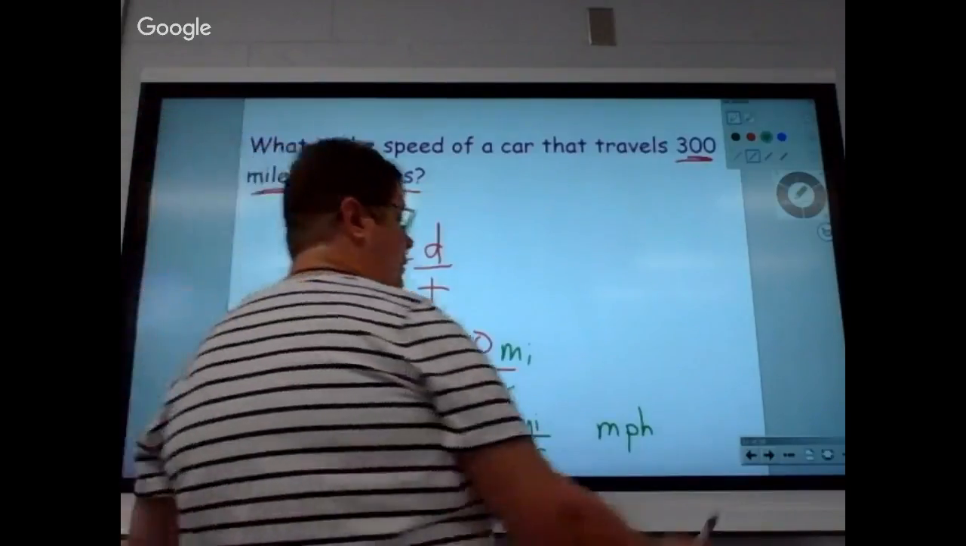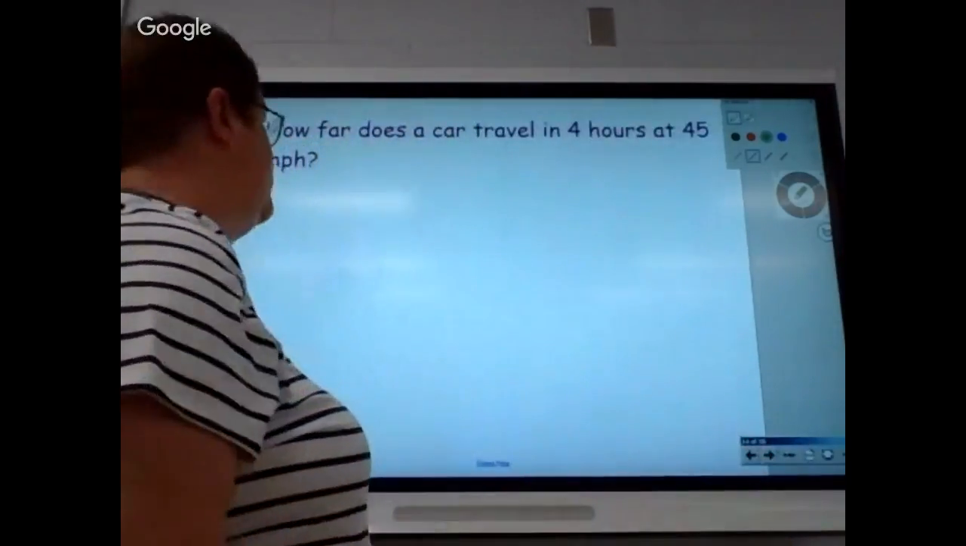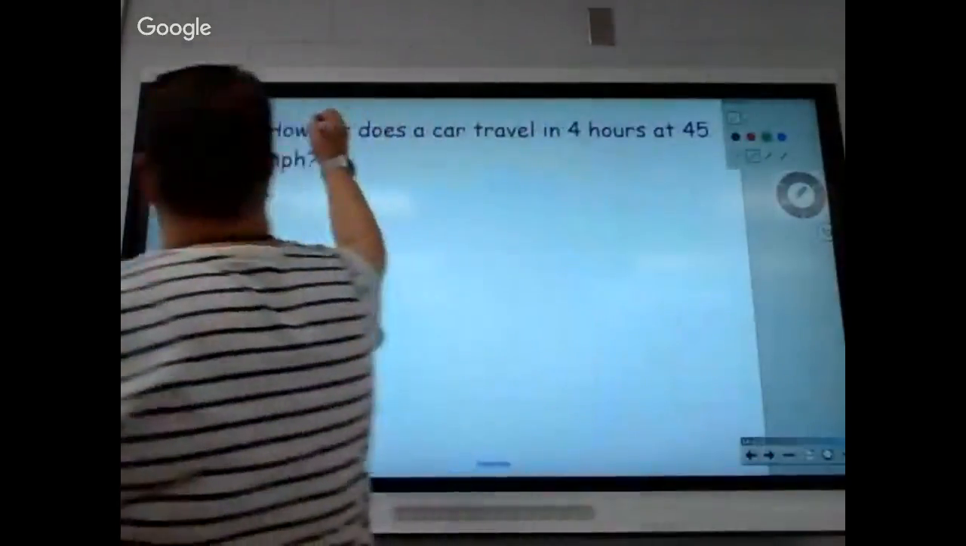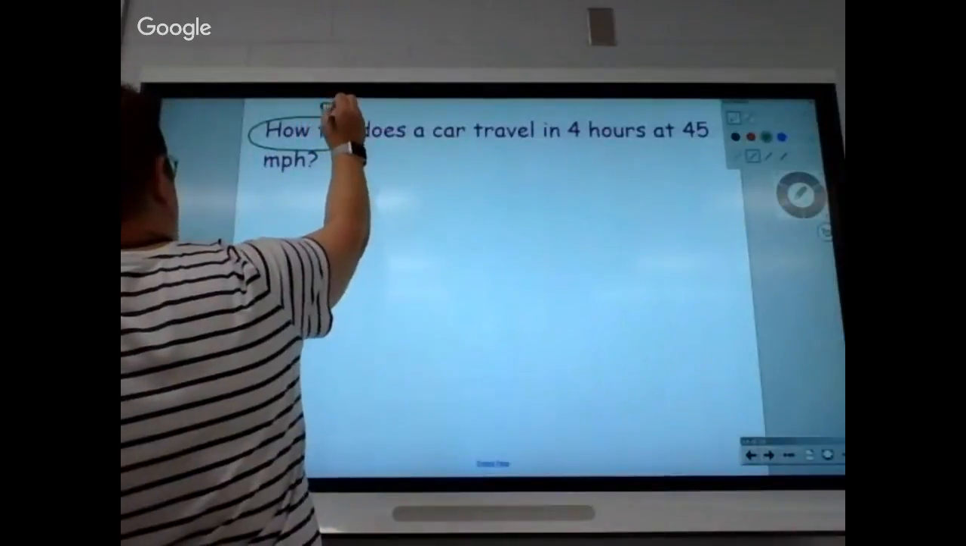Now, if you have one like this, sometimes when I write it this way, some folks get stuck on what I'm asking for. When I say how far does a car travel in 4 hours at 45 miles per hour, what am I asking you to find? Okay? Because I didn't say what distance or what time. I said how far. What does the word far mean in the question? That's right. How far refers to distance.